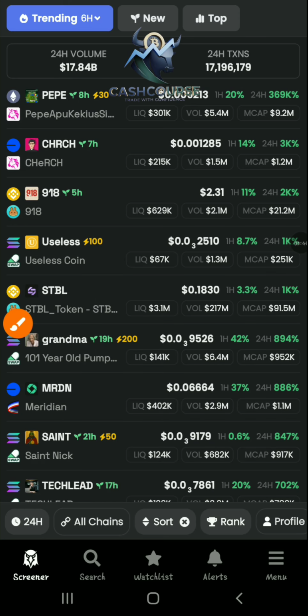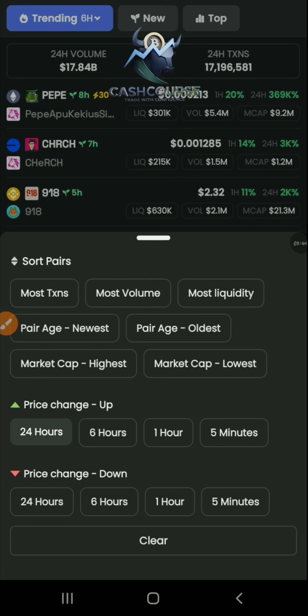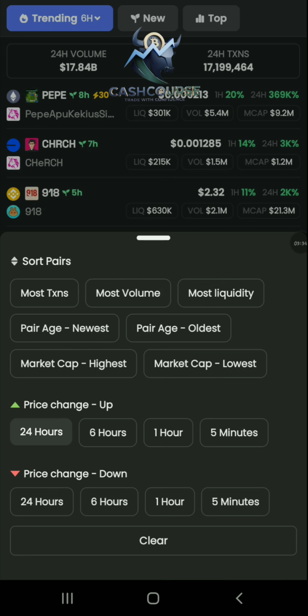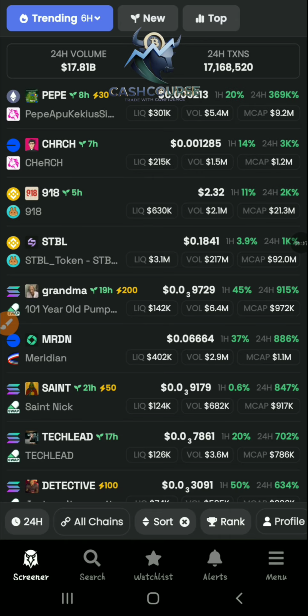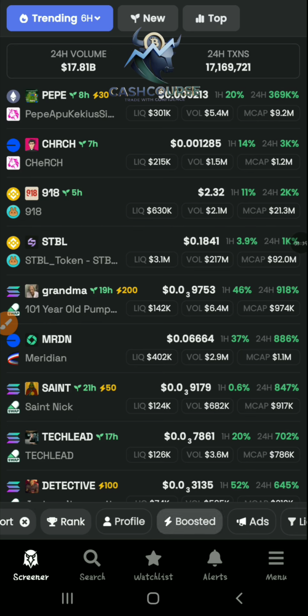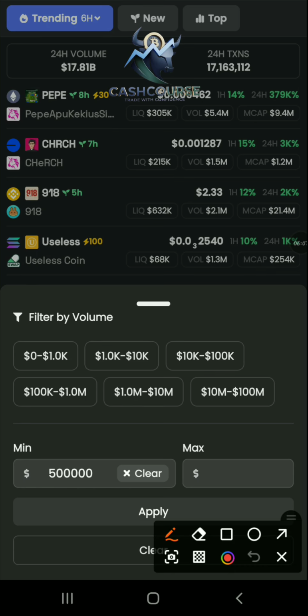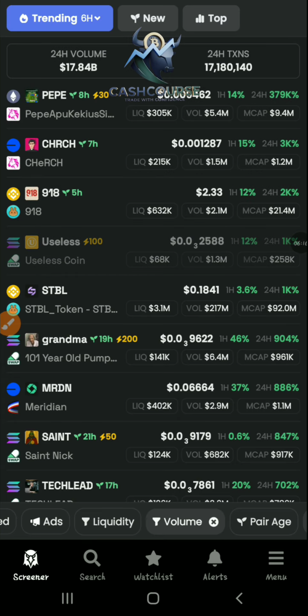Then my sort, as you can see, is on 24 hours up. That means I just want to see coins that are going up within the 24 hour price range. Moving on, my rank is empty, profile empty, boosted, ads, liquidity is empty. My volume is at 500,000. I just want a coin that has not gotten to the highest peak and is beginning to go down.